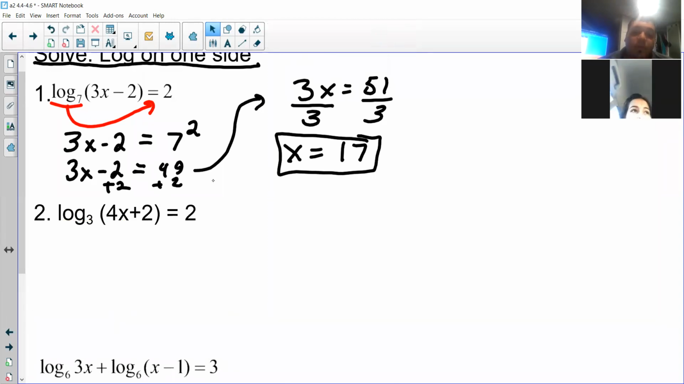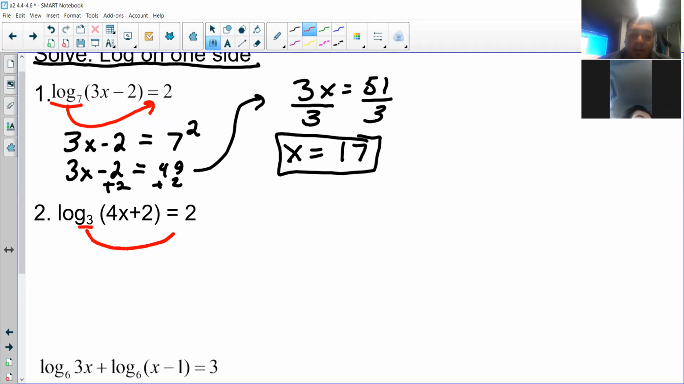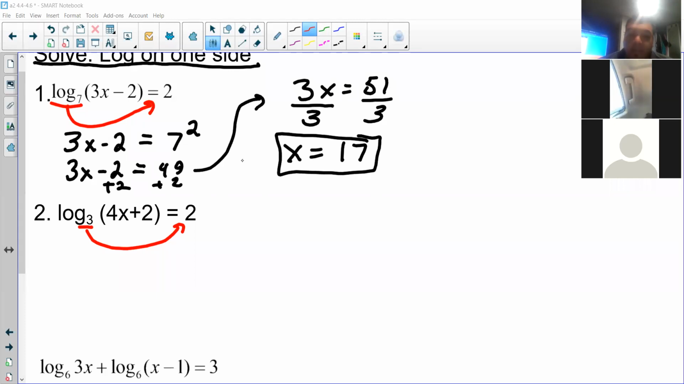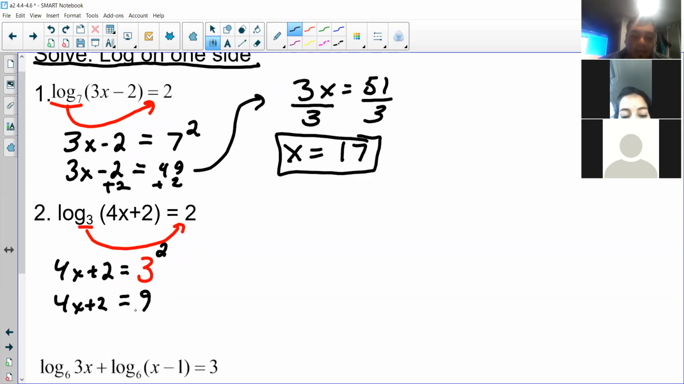So log base 3, 4x plus 2 equals 2. So Haley, I have the base of the log. When I move it over to the other side, what is it going to become? 3 squared. Good. It becomes the base of the exponent. So it's going to become 3 squared. So 4x plus 2 equals 3 to the second power. That 3 came from the base of the log. Well, 3 squared is 9. 4x plus 2 equals 9.